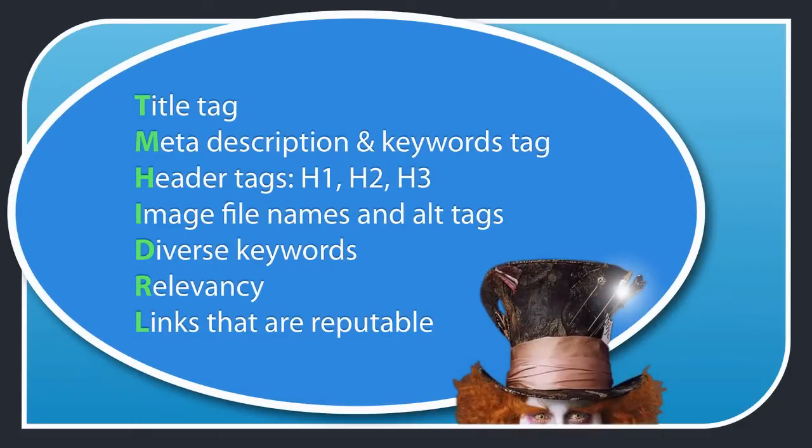T is for title tag, M is for meta description and keywords tag, H is for header tags, I is for image file names and alt tags, D is for diverse keywords, R is for relevancy, and L is for reputable links. That's everything you need to know to SEO your page. So now, let's go through each of them.